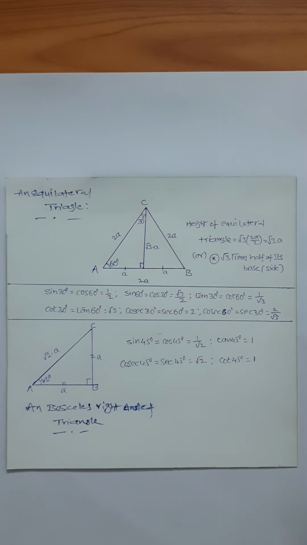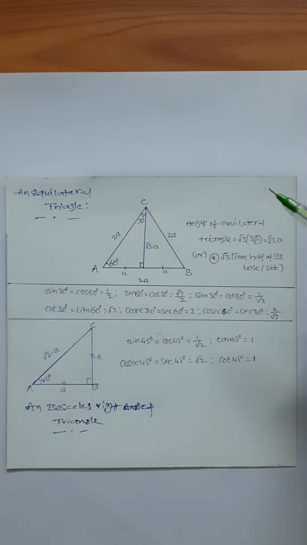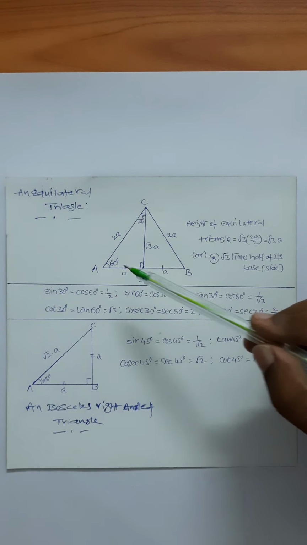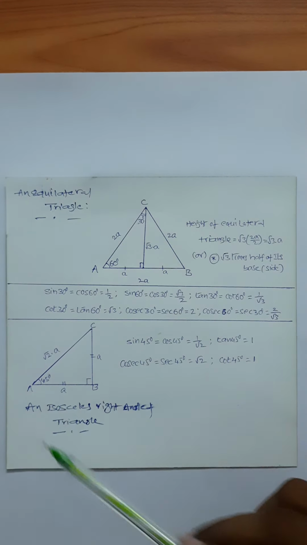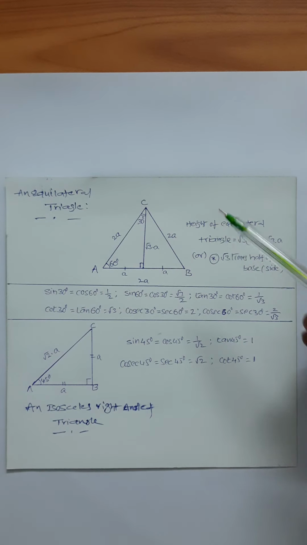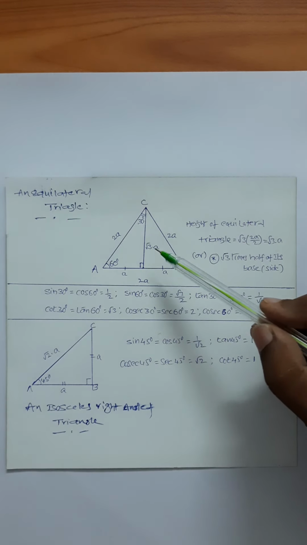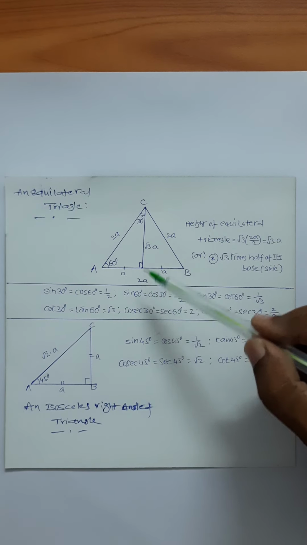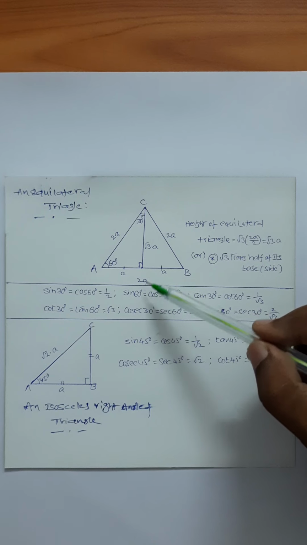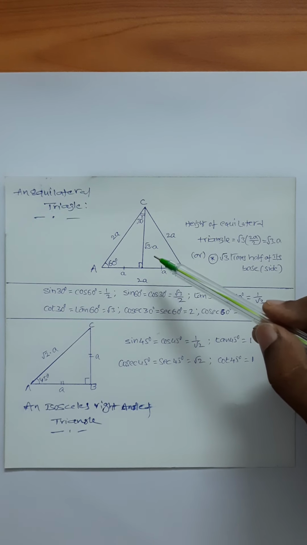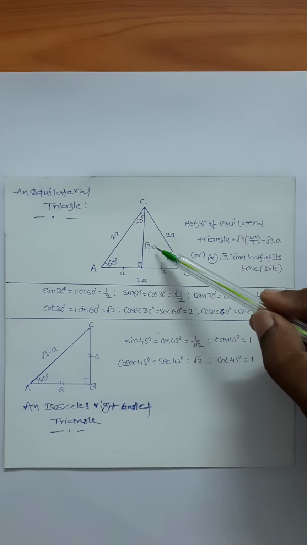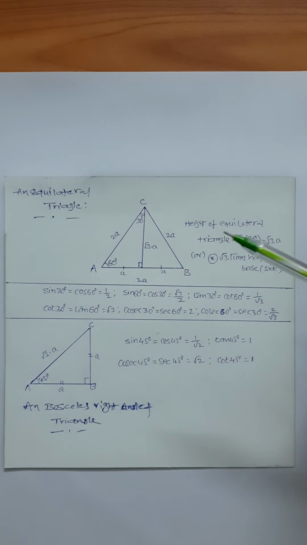Hi children, in the last video we discussed the trigonometric ratios of 30 degrees, 60 degrees and 45 degrees. In the case of equilateral triangles, its height is equal to root 3 times half of its base. Root 3 into 2a by 2 is equal to root 3 a. Remember that the height of an equilateral triangle is root 3 times half of its base.